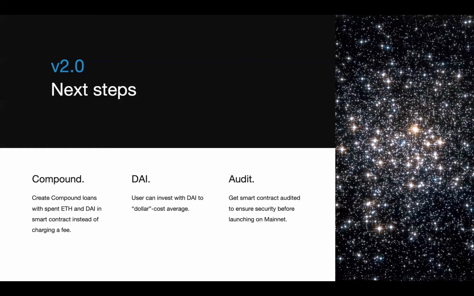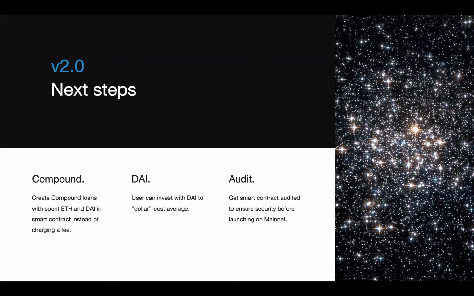The second thing is I want to integrate DAI. So to really have dollar cost averaging, we need a dollar-pegged stablecoin. And DAI is the best one out there right now because it's the biggest of the truly decentralized stablecoins. So having DAI as an input instead of just Ether would be awesome.